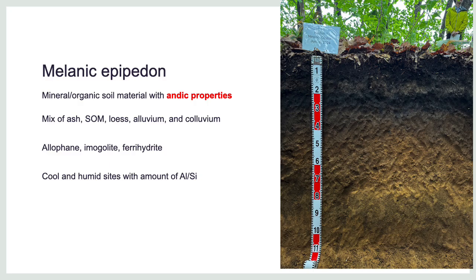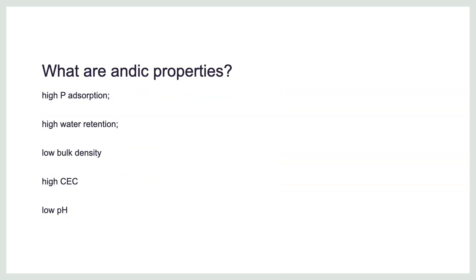Okay, so let's see now what the andic properties are, and then we can go deeply into the melanic epipedon. Okay, what are the andic properties? These andic properties are related to the presence of those minerals that I mentioned, allophane, imogolite, ferrihydrite, and all of these minerals present very low crystallinity. So because of this, they have specific properties that are quite important and unusual.